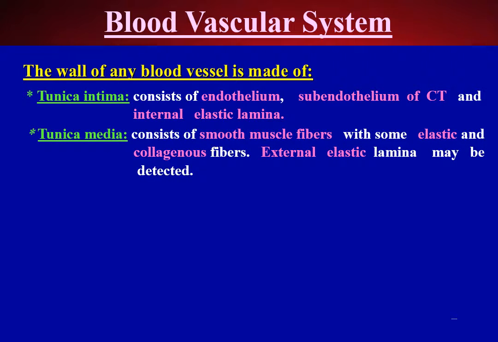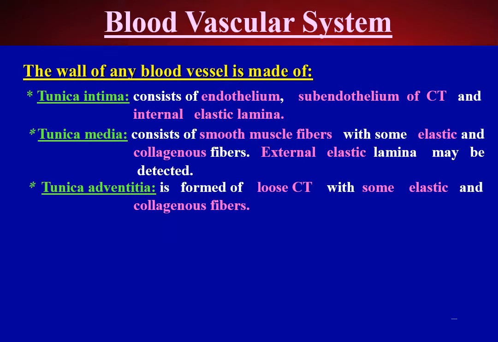Tunica media consists of smooth muscle fibers with some elastic and collagenous fibers. External elastic lamina may be detected between the tunica media and the tunica adventitia. Tunica adventitia is formed of loose connective tissue with some elastic and collagenous fibers.